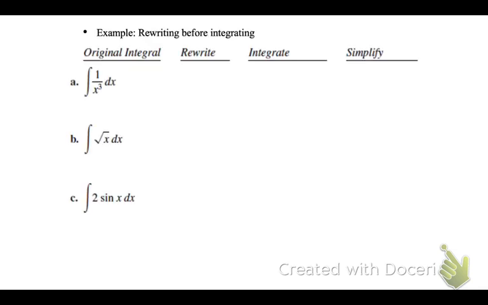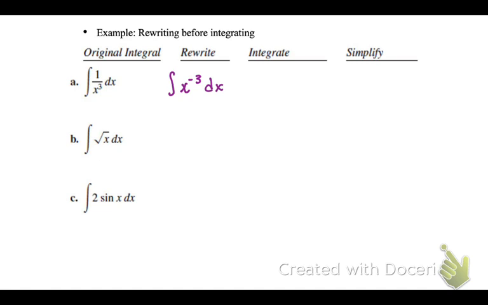Okay, so we need to rewrite these. So I have the integral of 1 over x cubed dx. Well, what have we done in the past when we have 1 over x cubed? We rewrite it as what? No, not cube root. We rewrite it as the integral of x to the negative third dx. 1/3 would be the cube root, and this isn't the cube root. It's cubed. Okay?